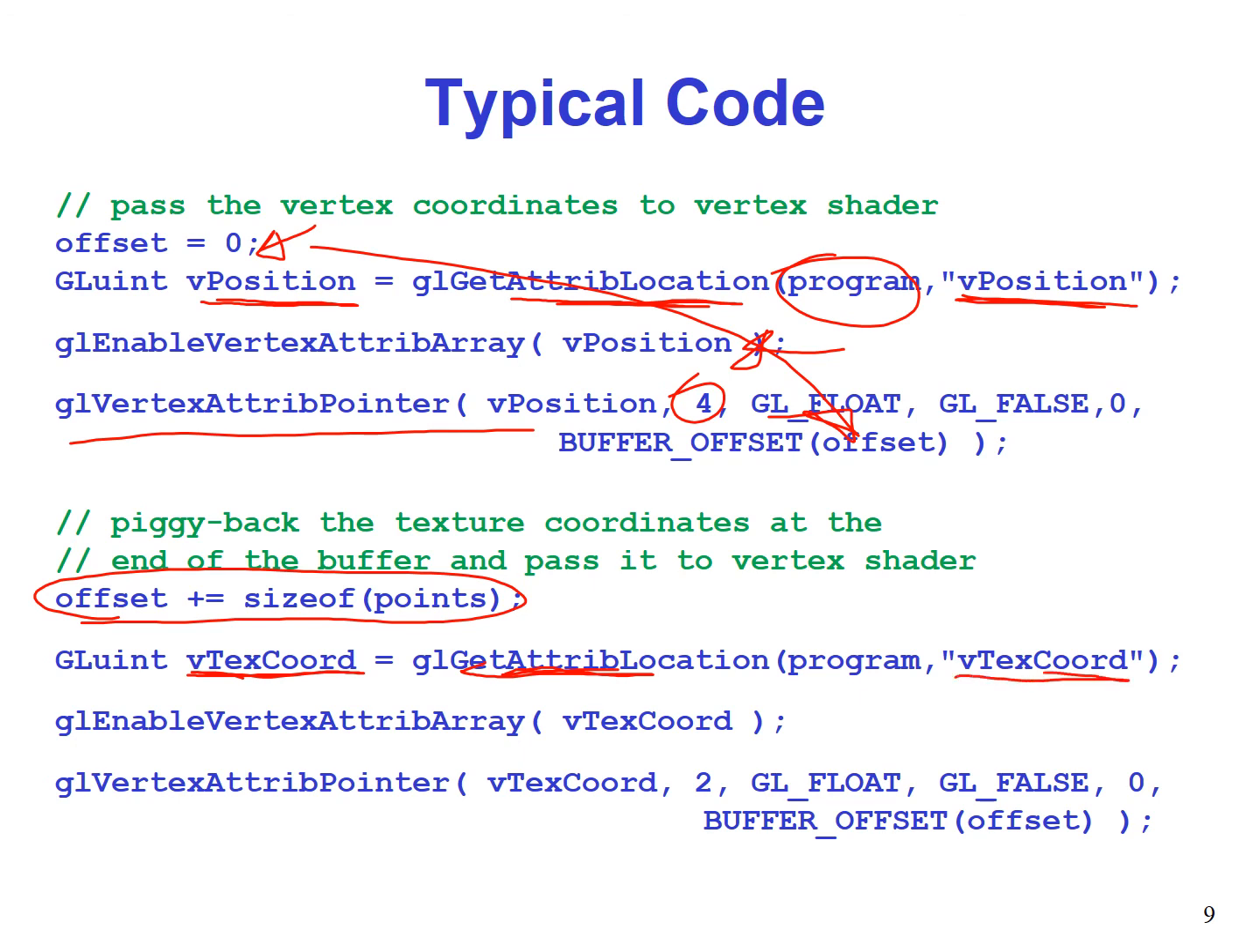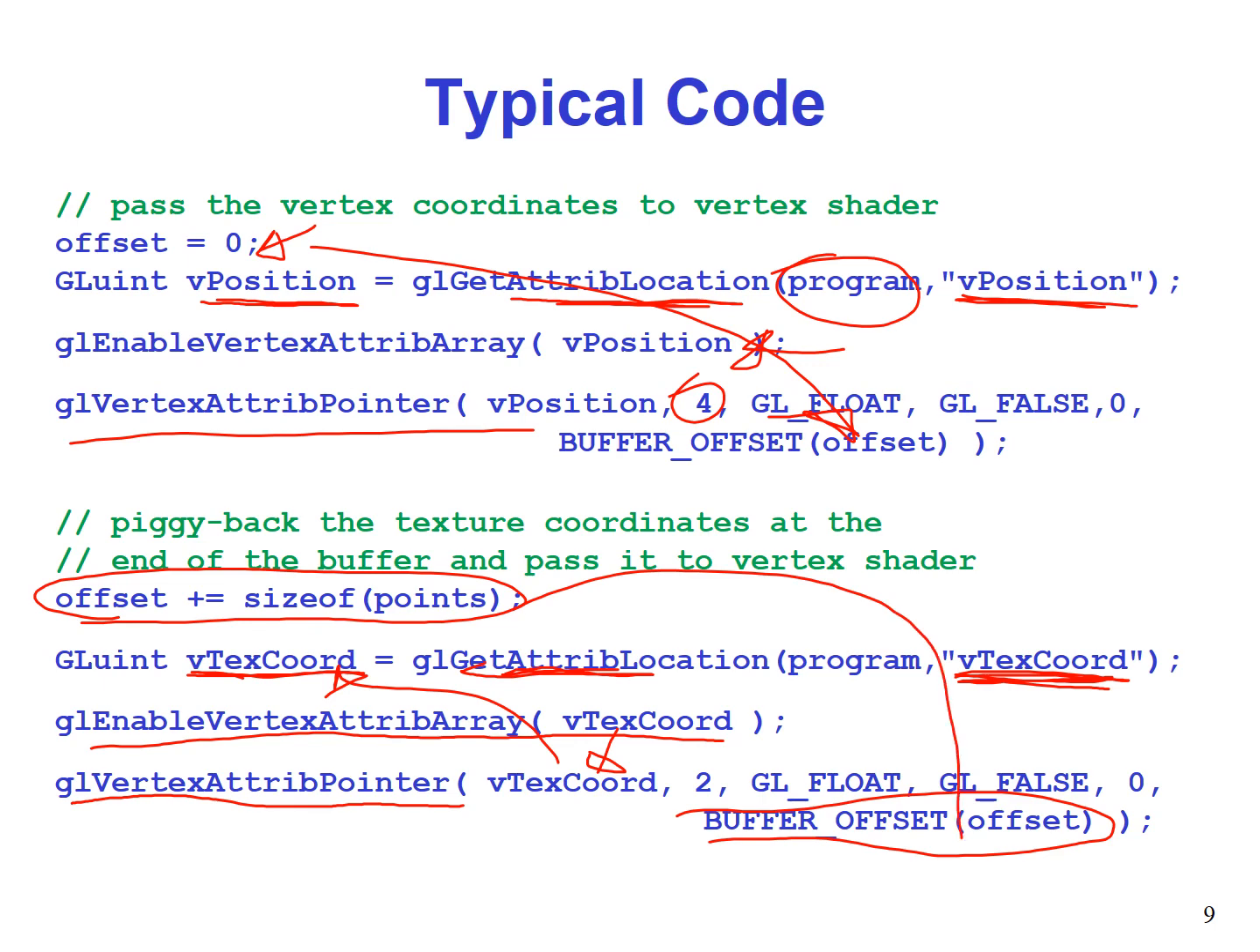Now vTexCoord will be an in variable in our vertex shader, and then we enable the vertex attribute array with this command, and then we use glVertexAttribPointer to specify the texture coordinates that we have initialized here, and our offset is the new offset that we have updated here.